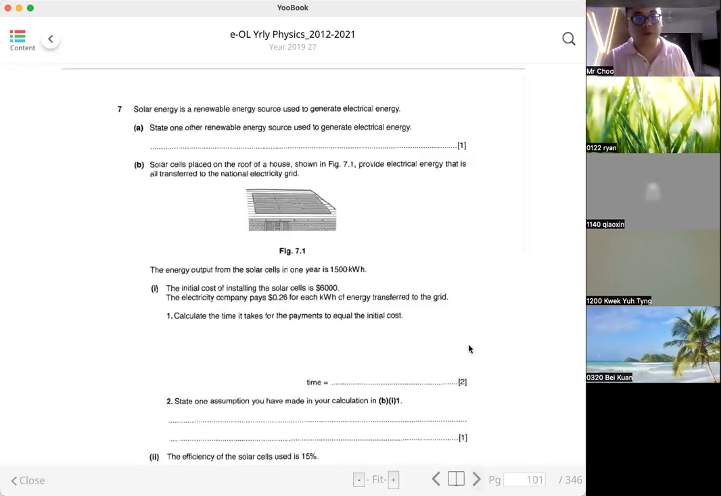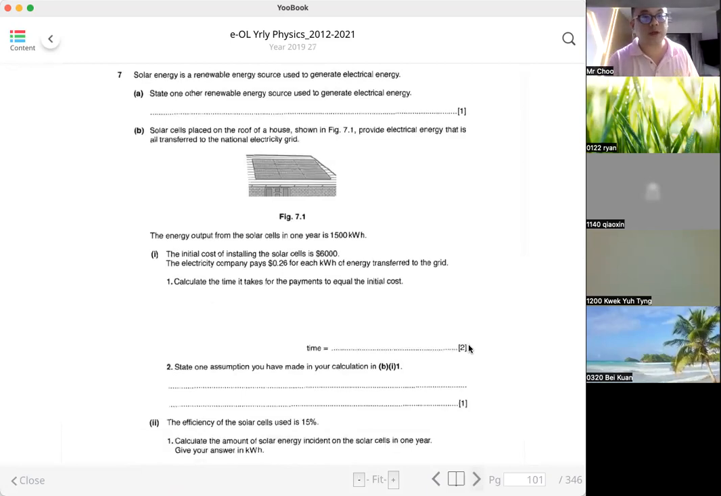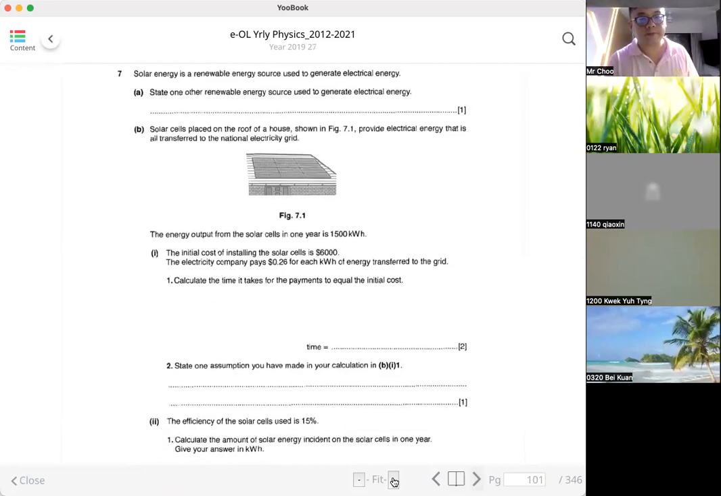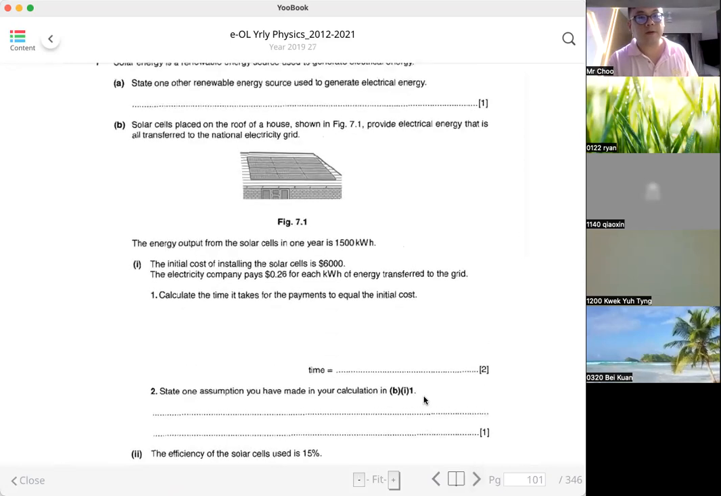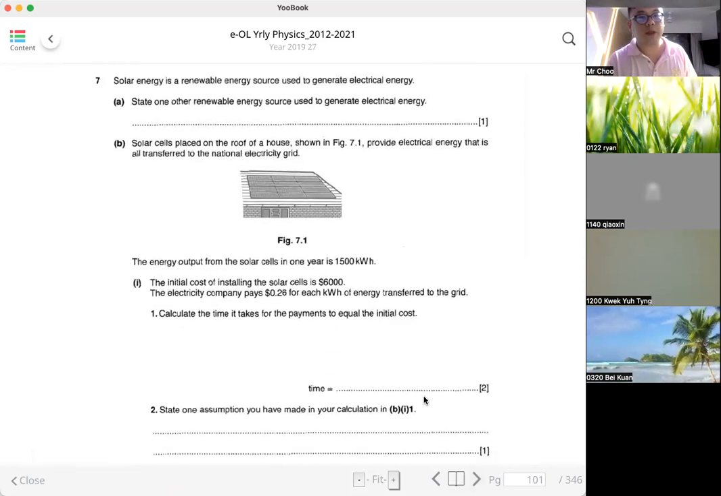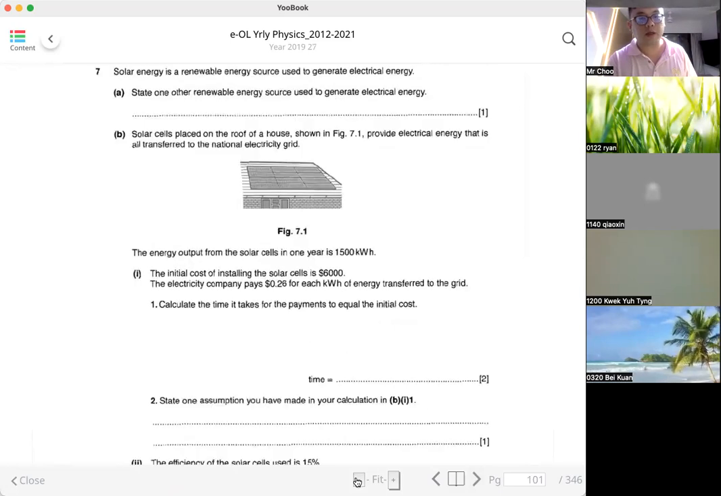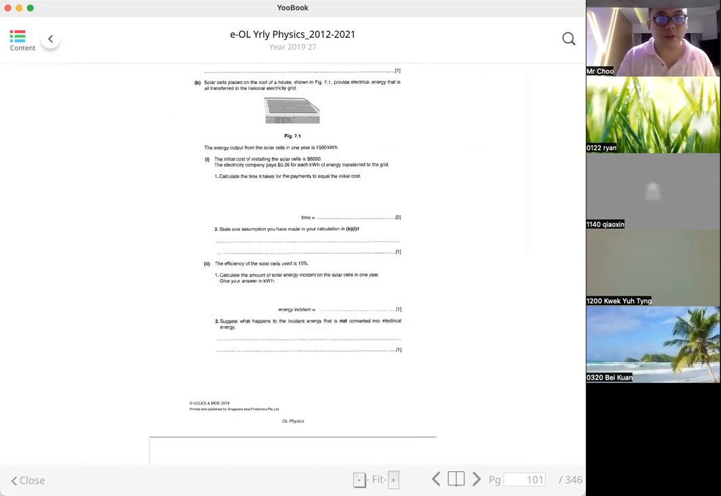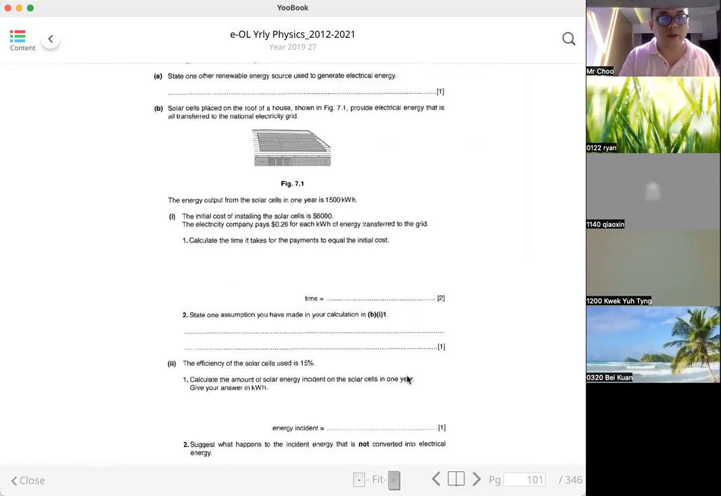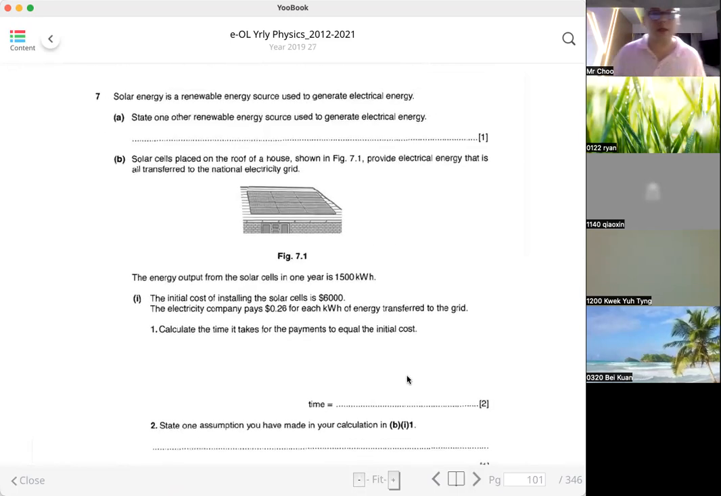Okay, all of you now do question 7, A and B first. Okay, do question 7A and, wow, so many questions here. Okay, do these two questions first.